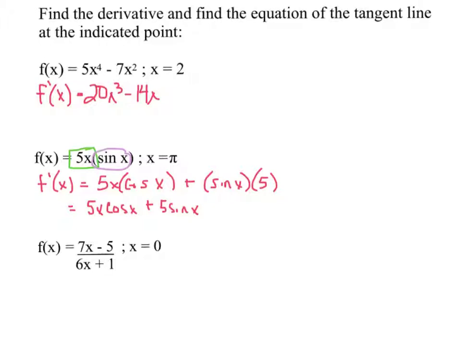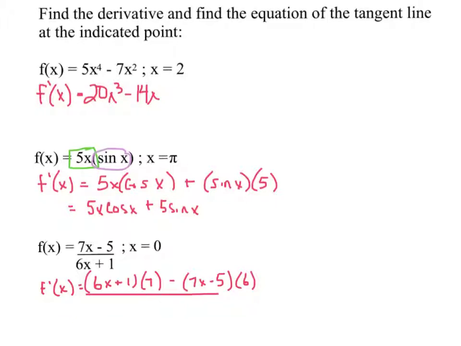This last one we're going to need quotient rule. So please remember quotient rule always goes low, d high, derivative of the high is just 7, minus high, d low, cross the line and square the low.